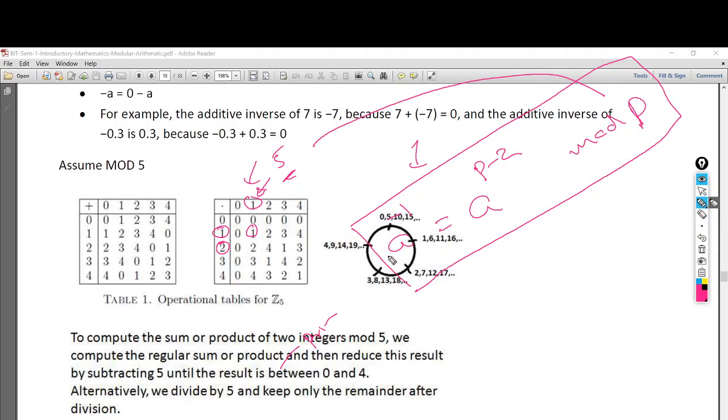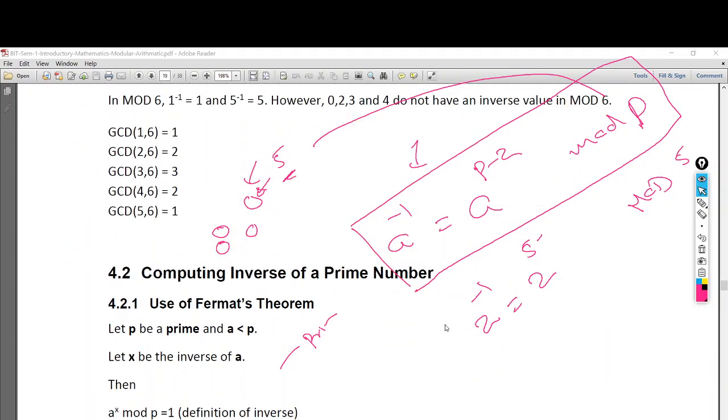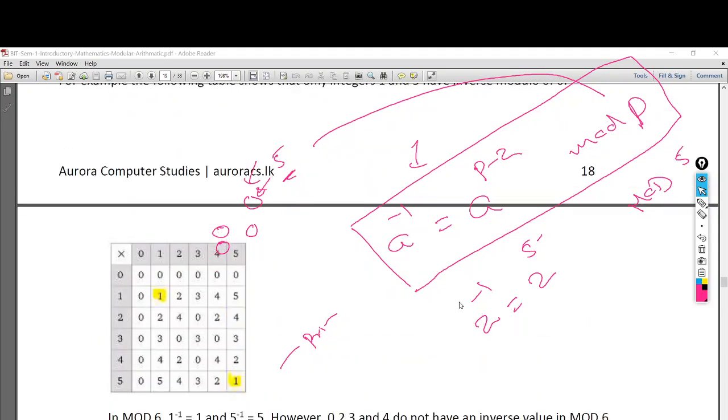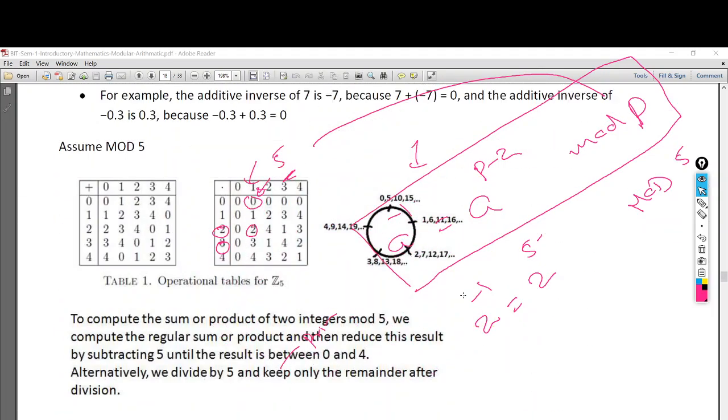Right. So let's say now our a is 2. I want to find 2 inverse, of course in mod 5, which is a prime number, so therefore I can use Fermat's little theorem. That is 2 to the power p minus 2, that is 5 minus 2. So 2 to the power 5 minus 2 is 3.